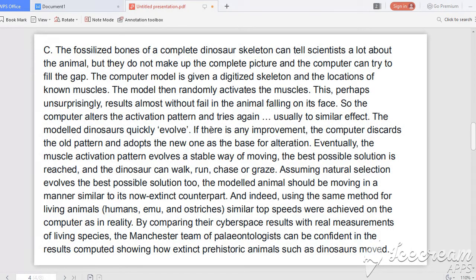Okay, if there is any improvement, the computer discards the old pattern and adopts the new one as the base of alteration. Eventually, the muscle activation pattern evolves a stable way of moving. The best possible solution is reached, and the dinosaur can walk, run, chase or graze. Assuming natural selection evolved the best possible solution for the game. Okay, and indeed, using the same method for living animals, here is our answer.